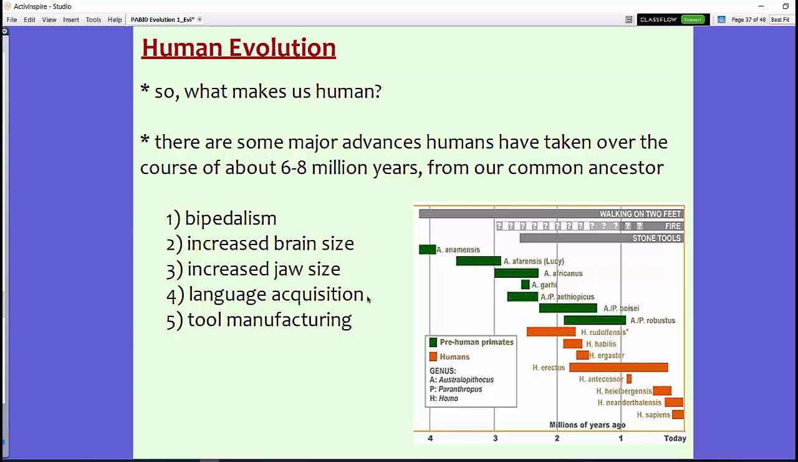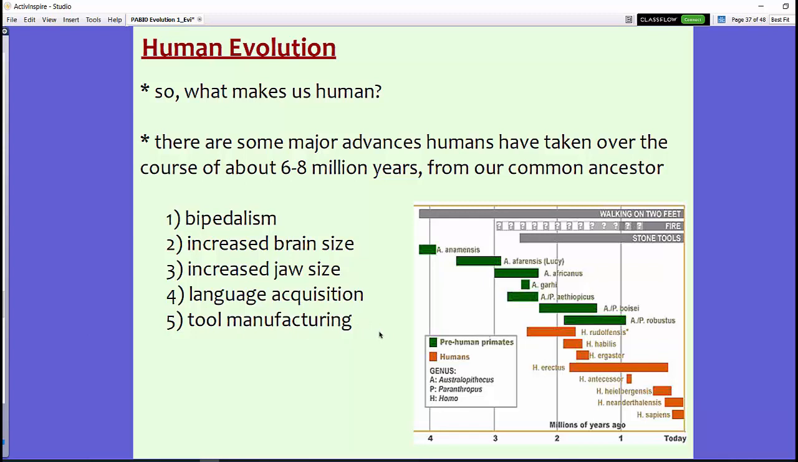Language acquisition. Humans do have our own language, although other organisms do have their own way of communication, but we definitely have language. And tool manufacturing. We are, as far as we know, one of the only types of animals that can actually manufacture tools. Although this particular one has been in question recently, where we've discovered some different types of chimpanzees turning sticks into tools, and certain other types of monkeys using rocks and making their own tools out of rocks. So this one comes into question a lot.